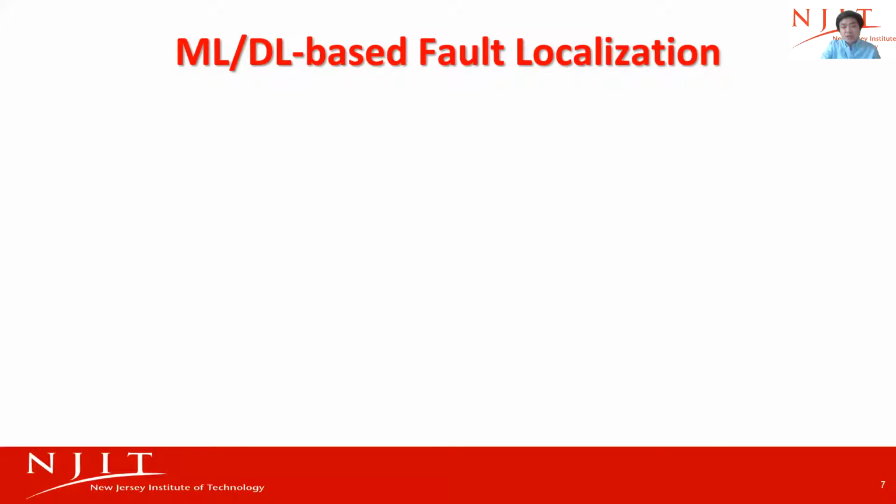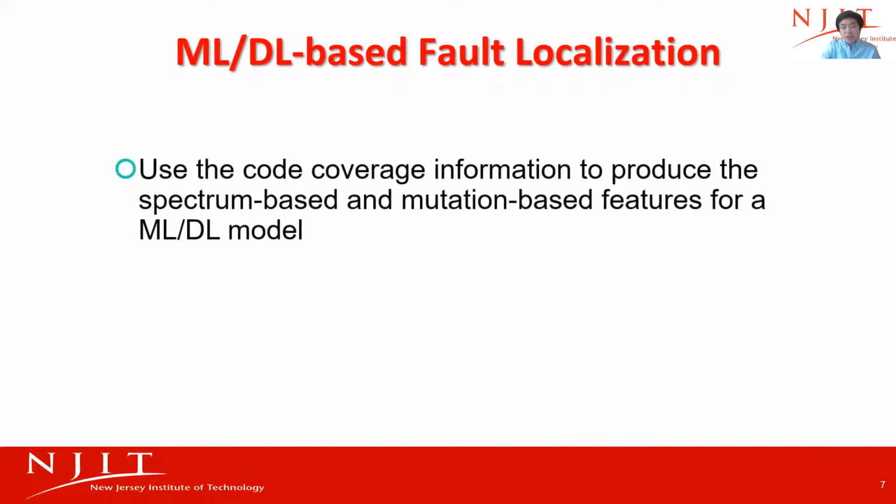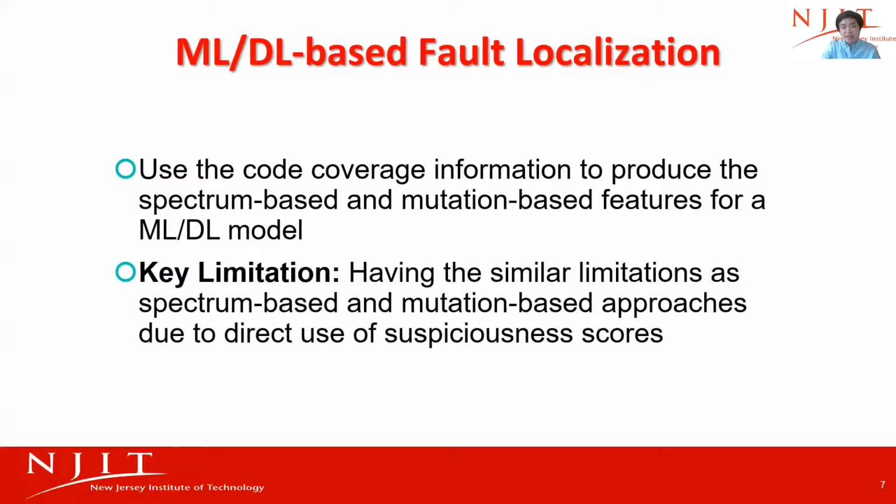As for machine learning or deep learning-based fault localization, they may directly use the spectrum-based and mutation-based results as features for the model to learn the score for fault localization. But they have a key limitation: because they directly use the spectrum and mutation-based results, they have similar limitations as the two approaches.